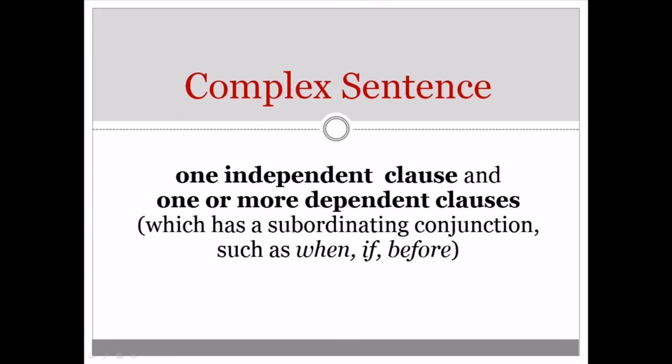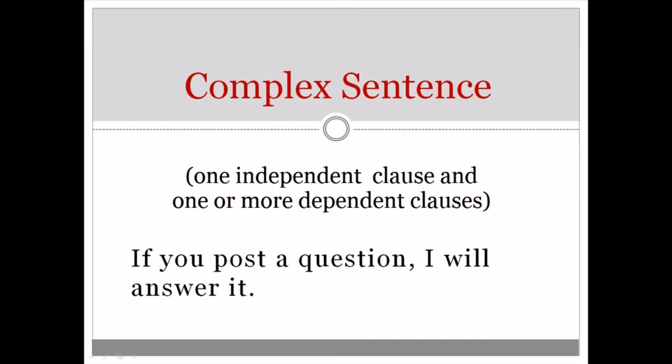The third type is a complex sentence, which has one and only one independent clause and one or more dependent clauses. Dependent clauses have a subordinating conjunction. If we start looking at examples, you'll understand better. Here's our first. If you post a question, I will answer it. I will answer it is the independent clause. It has a subject and verb. It's a complete idea that can stand alone.